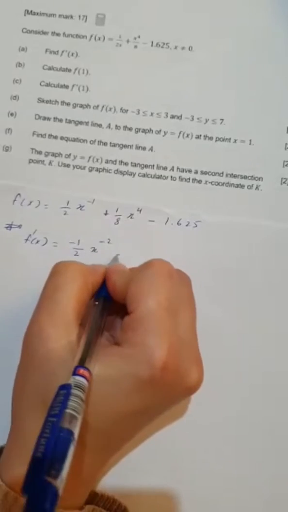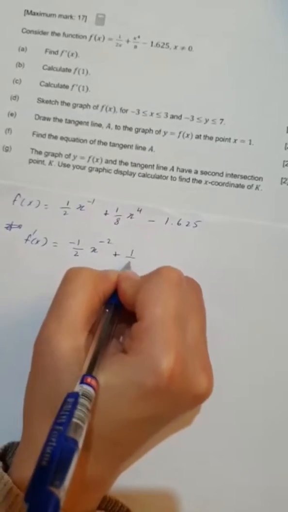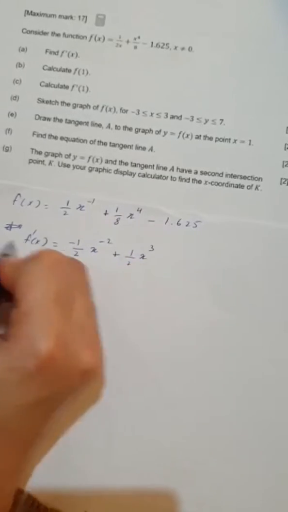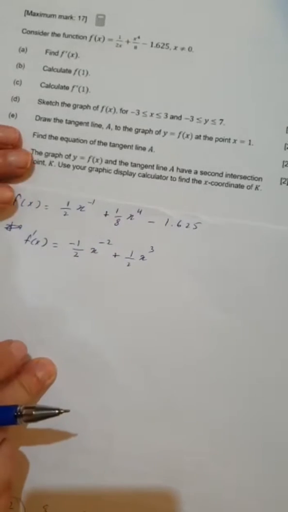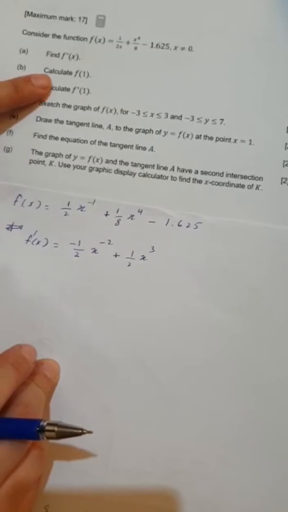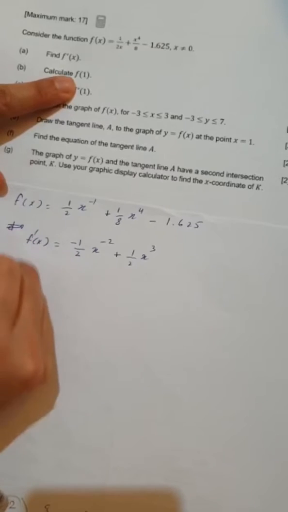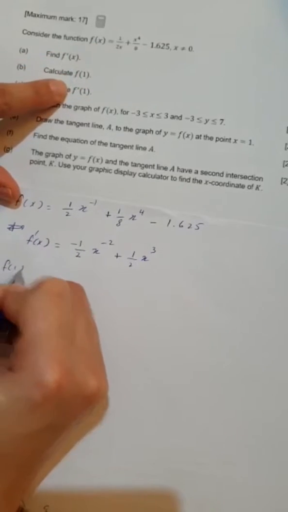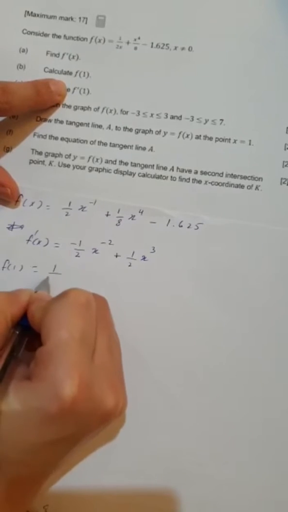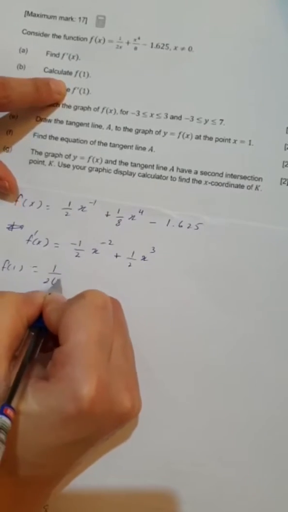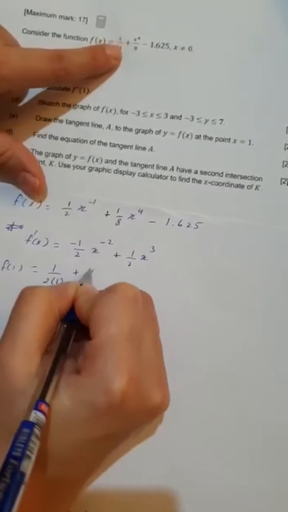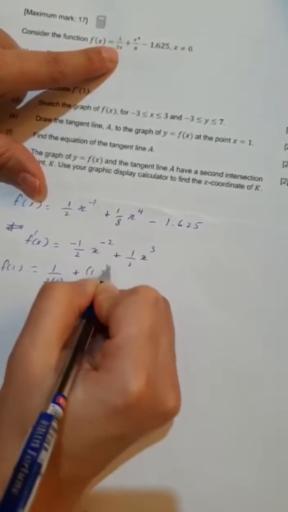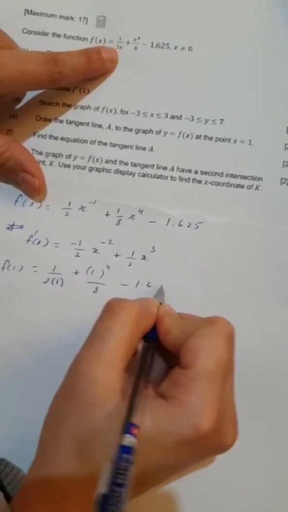And 4 times this part, it will become 1 over 2x to the power of 3, and this is the derivative of this function. Okay, in the next question, they asked me to calculate f of 1. I think this is an easy part. We need to replace x with 1 in the original function. So f of 1 will be 1 over 2 multiplied by 1 plus 1 over 8 minus 1.625.